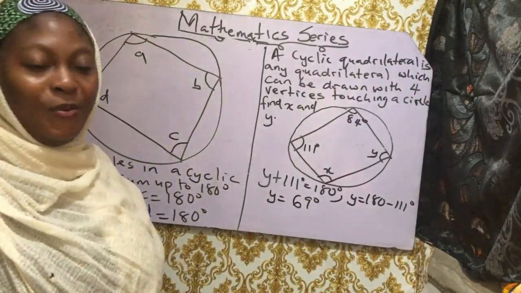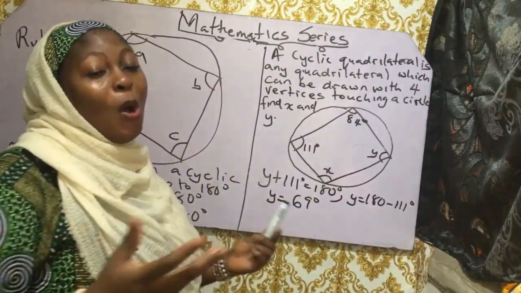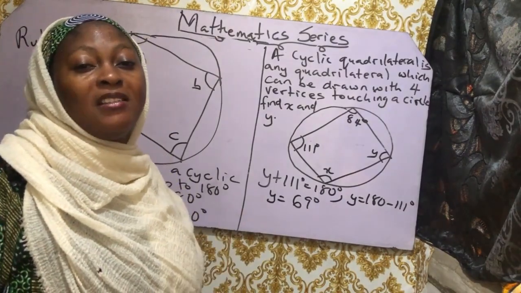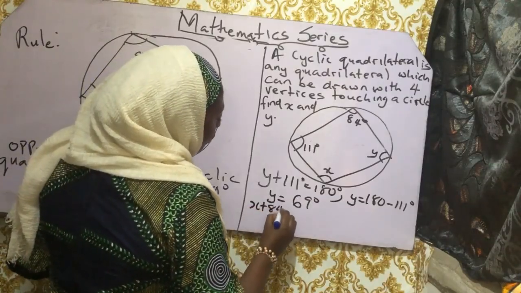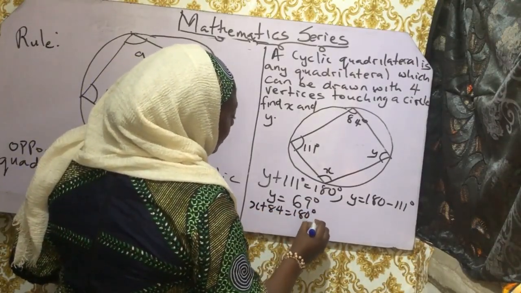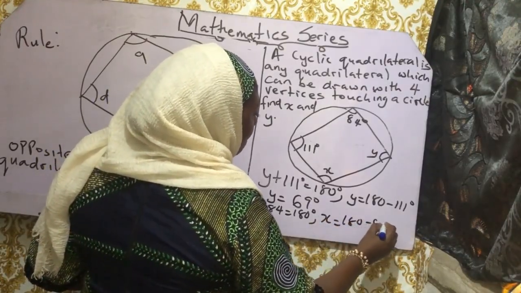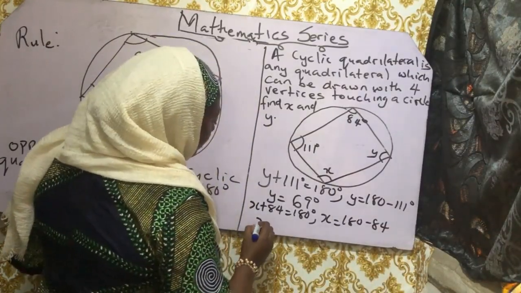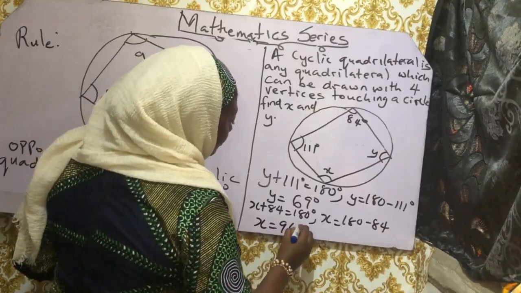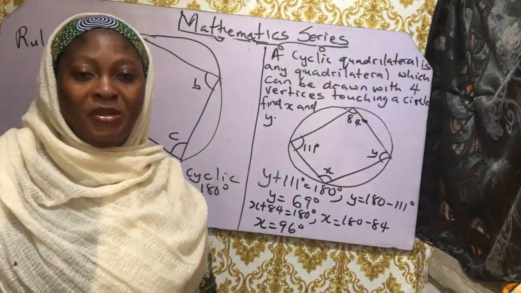Now, let's try to get angle X. Likewise, X is opposite 84 degrees, and opposite angles in a cyclic quadrilateral add up to 180. So, X plus 84 equals 180 degrees. So X will be equal to 180 minus 84 degrees, so X will be equal to 96 degrees. So Y is 69 degrees, X is 96 degrees.